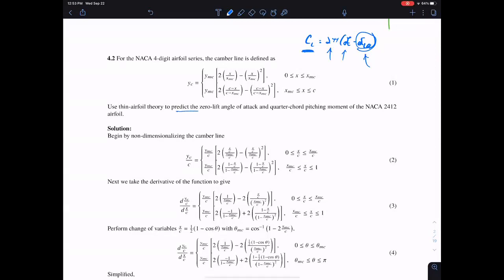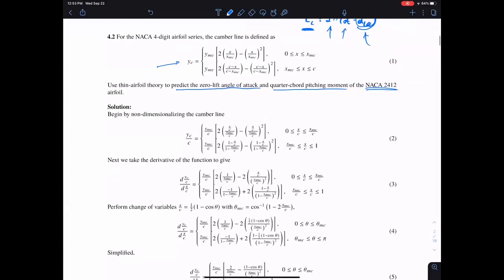Use thin airfoil theory to predict the zero lift angle of attack and the quarter chord pitching moment of the NACA 2412 airfoil. Okay, so here's our camber line, and you are all going to get a copy of this at the end of the day. This is the solution to this problem.